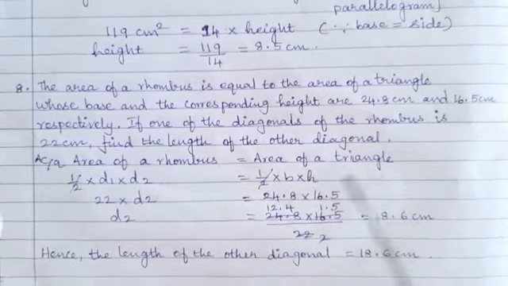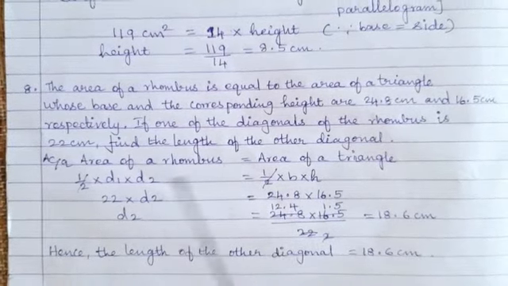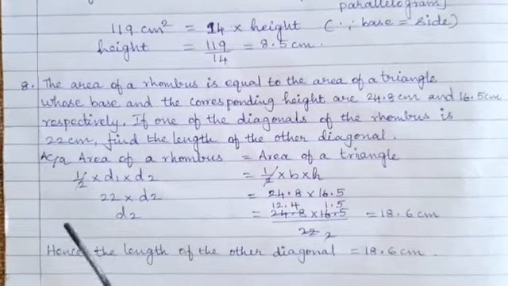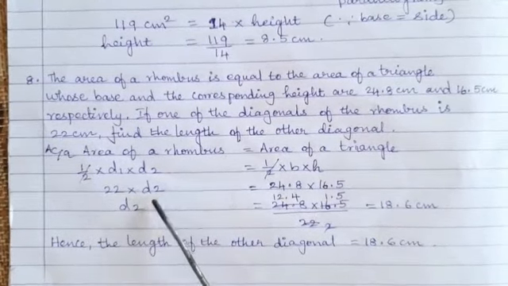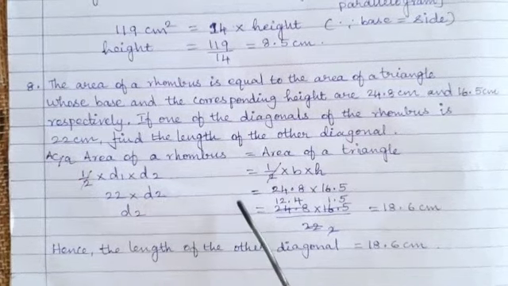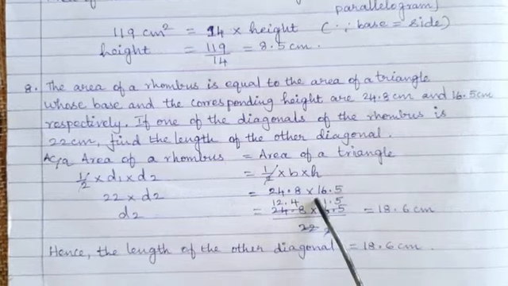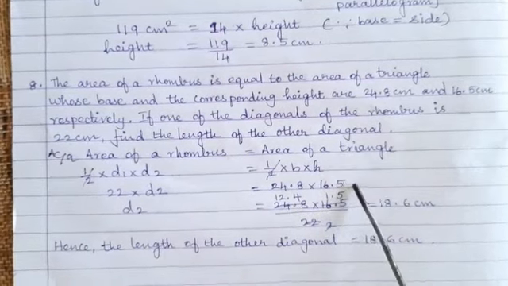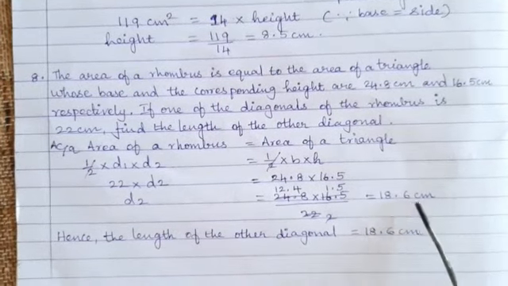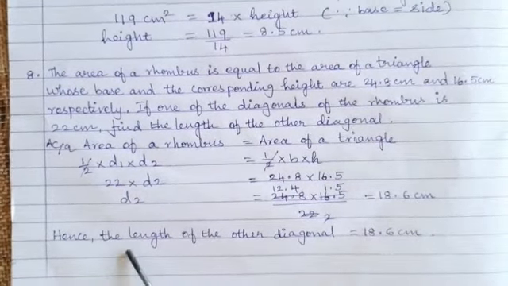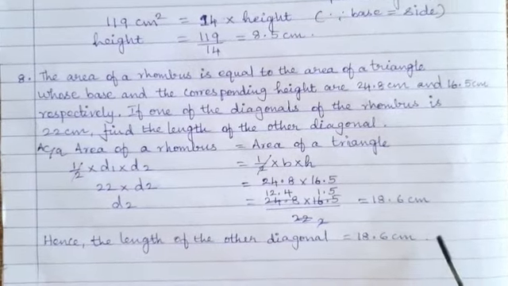Area of a triangle half into base into height. First write the formula. Both sides half half, so we will cut it. Then d1 is given 22 centimeter in the question into d2. We are going to find the second diagonal, which is equal to base is given 24.8 centimeter into height 16.5 centimeter. After simplification, diagonal 2 is equal to 18.6 centimeter. Hence, the length of the other diagonal is equal to 18.6 centimeter.